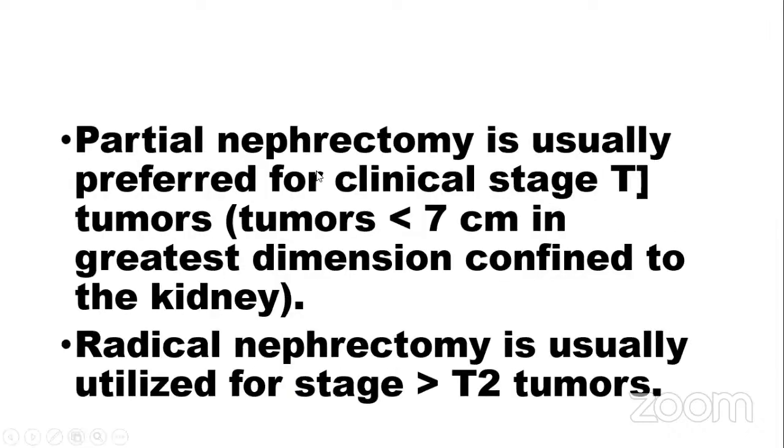Partial nephrectomy is usually preferred for clinical stage T1, with tumor size less than 7 cm in greatest dimension confined to the kidney. Radical nephrectomy is usually utilized for tumors T2 or more. So for T2 tumors and above, it is best to do radical nephrectomy. But for T1 less than 7 cm, it is better to do nephron-sparing surgery.